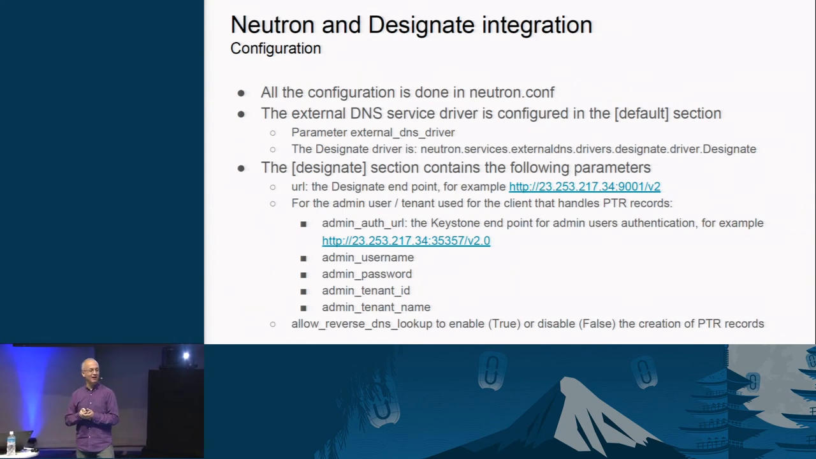And we have a final parameter, which is allow reverse DNS lookup. Essentially, what that allows you is that we made the creation of the PTRs optional. There might be users who might not be interested in that, so we created a parameter that can be true or false and enables or disables that functionality.